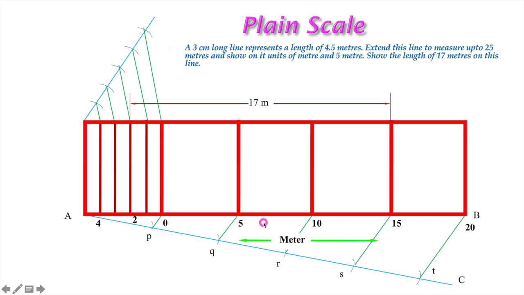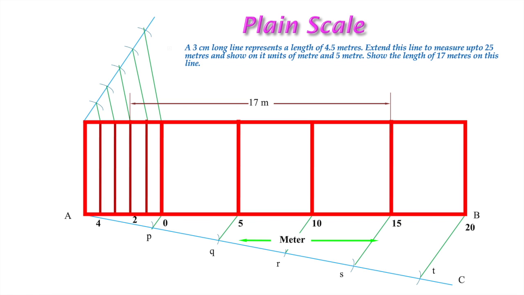So 0, 5, 10, 15, 20. So 0 to 15 is 15, and from here 2 divisions, so up to this, from here to here. For the dimension, draw an extension line from here, and another extension line from here. So between these two lines, from here to here, it is 70 meters. So this is the plain scale.